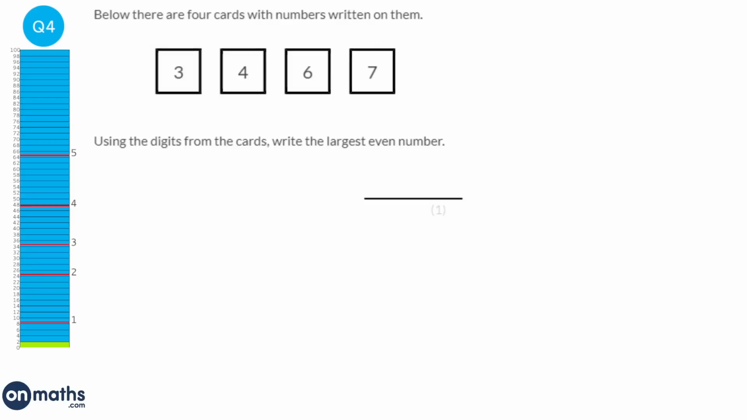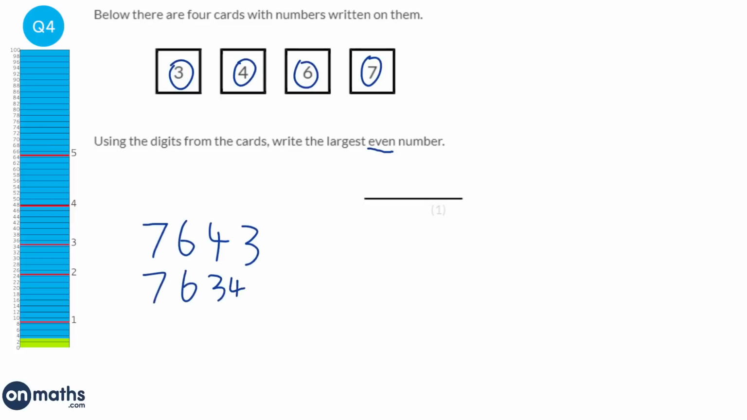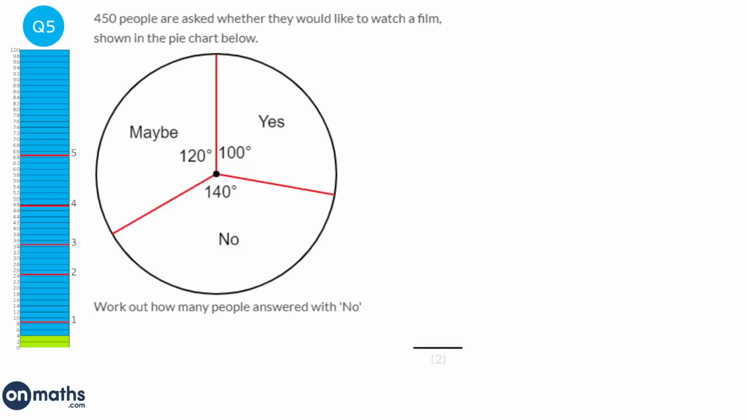21:24. For us to create the largest number, we need to pick the biggest digits for the start of the number. So the biggest digit is 7, then 6, then 4, then 3. But the question says it wants the largest even number, so we need to just swap the last 2 around to make sure that it is even. So our answer is 7,634.